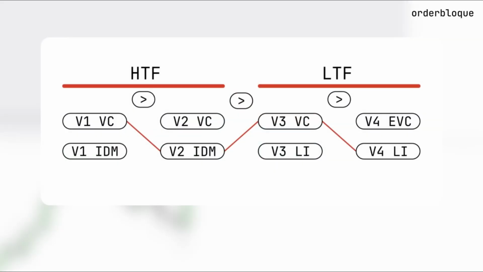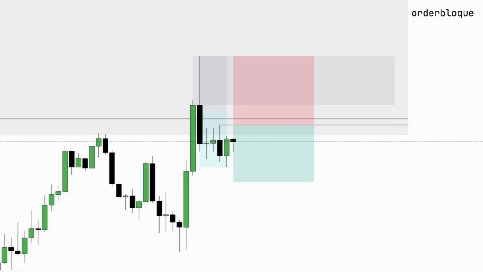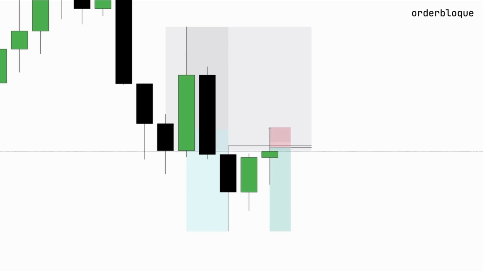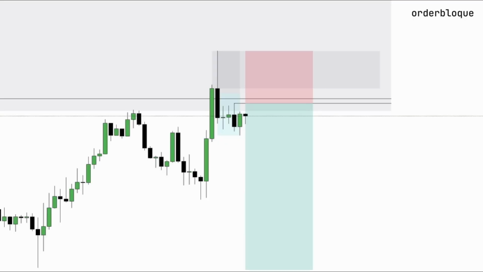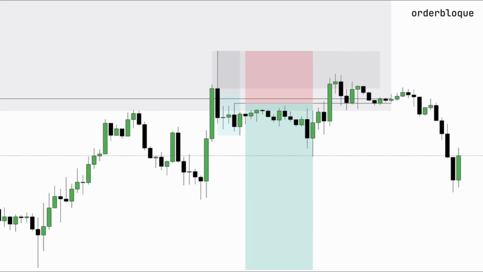Variable 1, volume confirmation; variable 2, inducement; variable 3, volume confirmation; variable 4, liquidity injection. We set the stop loss behind the fractal maximum and the take profit at the nearest daily trouble area, which is the fractal minimum. The price takes our order quite impulsively, but ultimately it starts moving in our direction.